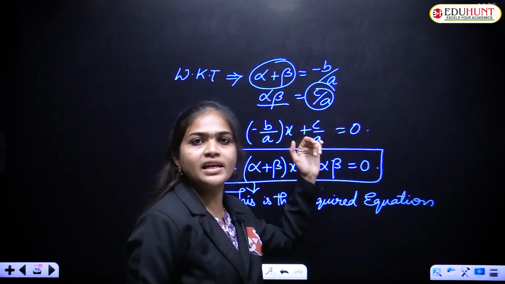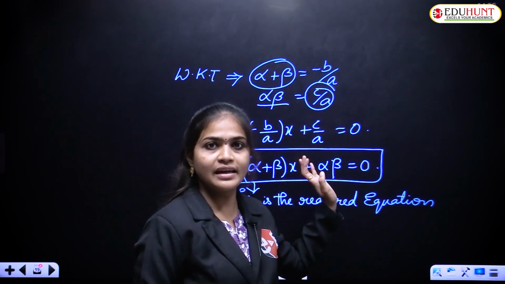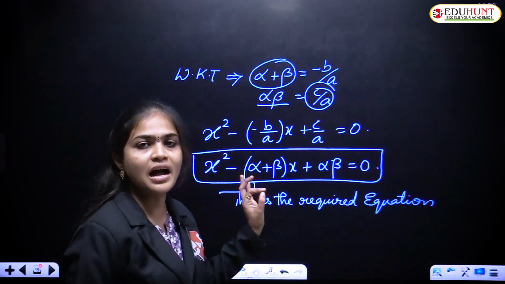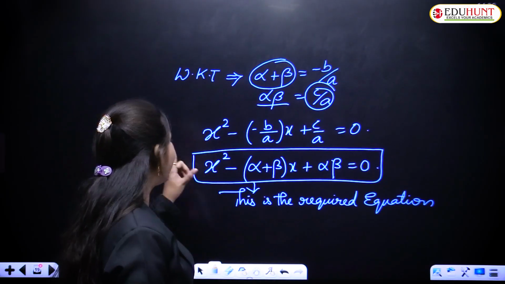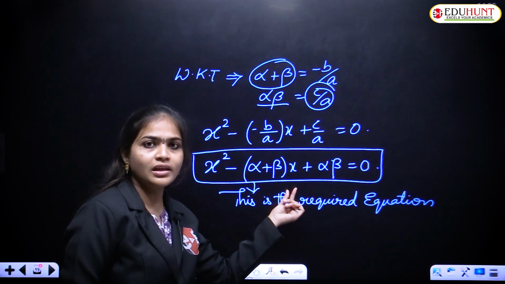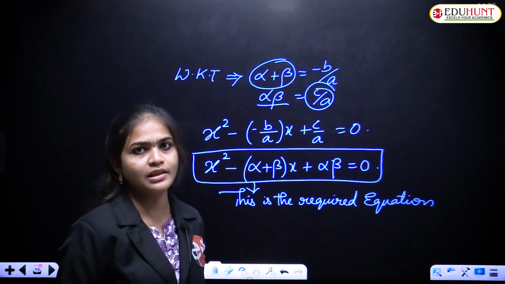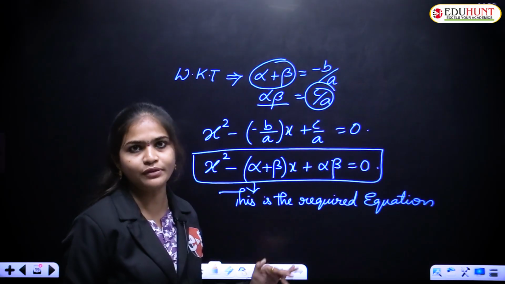Whatever terminology or variables they give, just keep only one thing in your brain: x square minus the sum of the roots into x, the given variable, plus the product of the roots is equal to 0. Okay, this is the required equation.